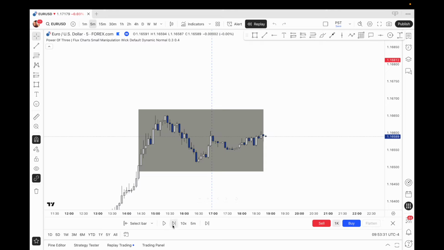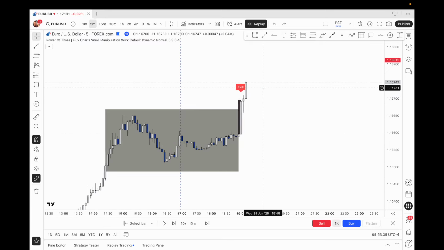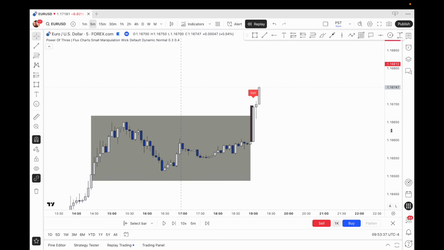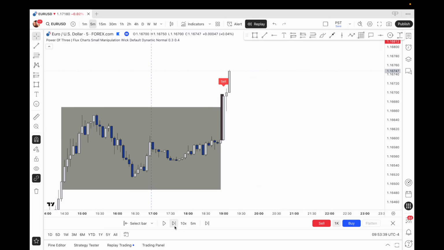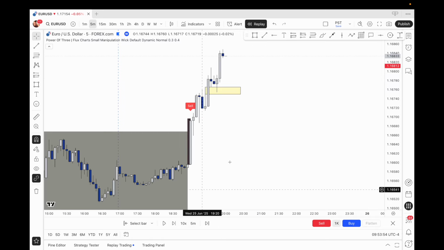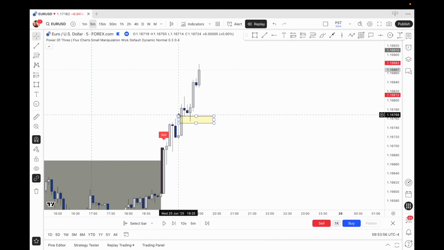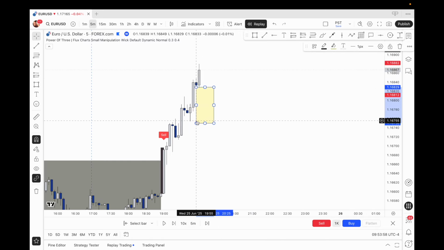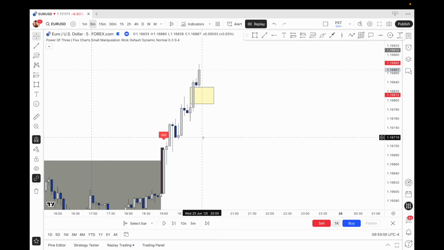You have your accumulation. Now we have our manipulation. But now we're going to wait for the first inverse fair value gap to form. There's a fair value gap. So let's just draw this out. Let's see if this one gets broken through. Not yet. So this becomes our last fair value gap.